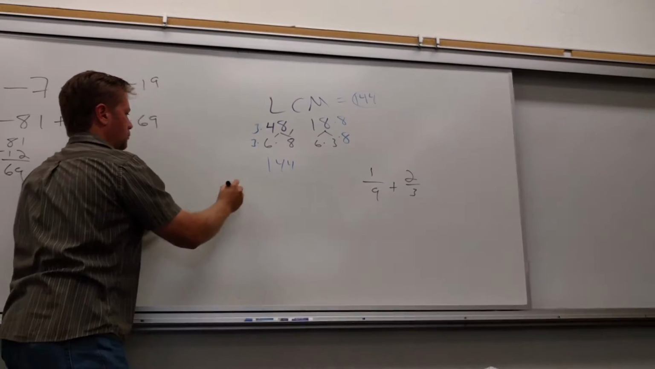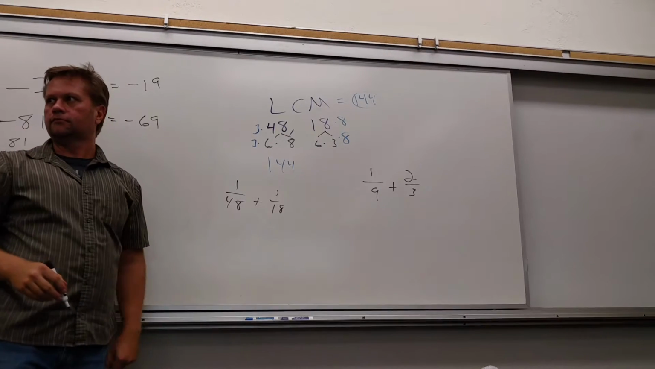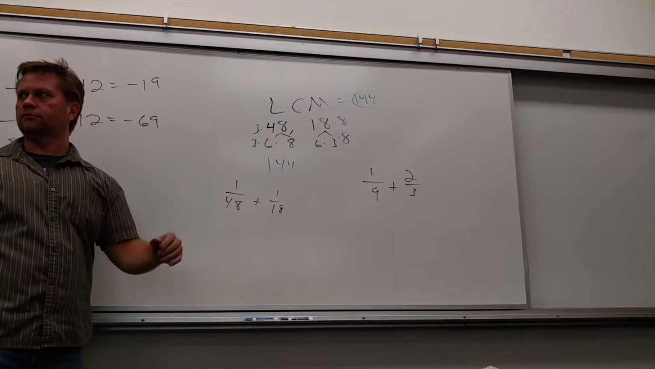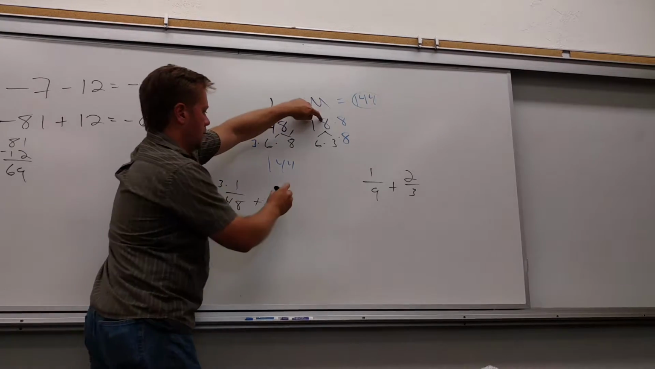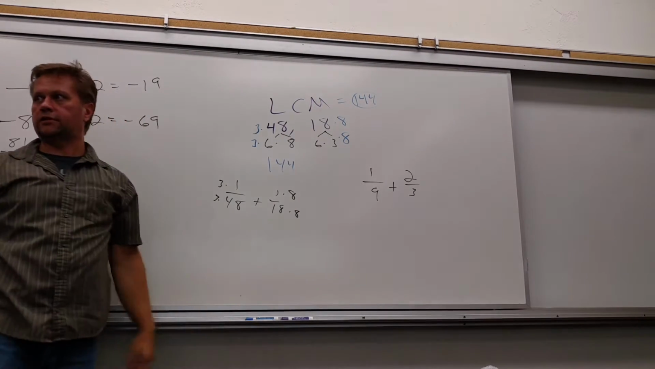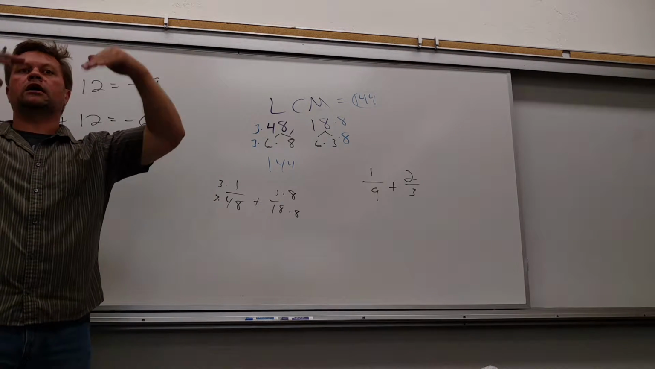So if my problem would have been 1 over 48 plus 1 over 18, I would have done all the same work. The exact same work. I would have multiplied this by 3 and this by 8. Because now they would both be over 144. Because I want them both to become the same number.